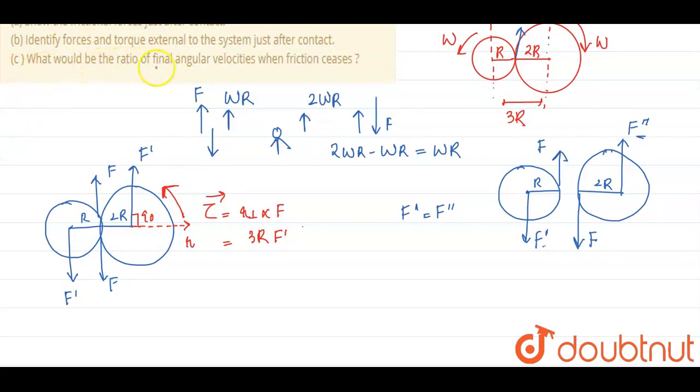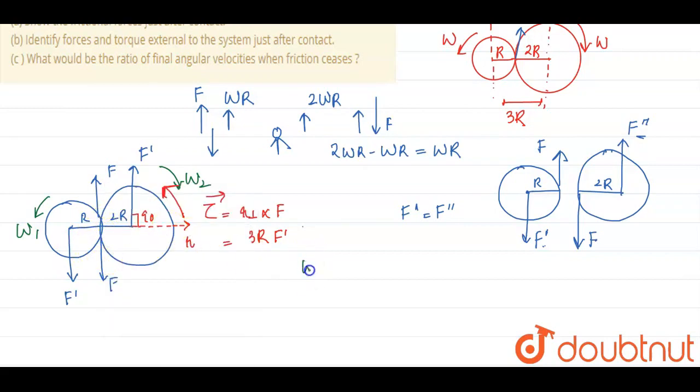Third part is, what would be the ratio of final angular velocities when friction ceases? Let's say at that point when friction ceases, the smaller drum starts rotating with an angular velocity omega 1, and the bigger one starts rotating with an angular velocity omega 2. So we say that friction has ceased. That can only happen when their velocities become equal. When their velocities become equal, there is no frictional force at the point of contact.